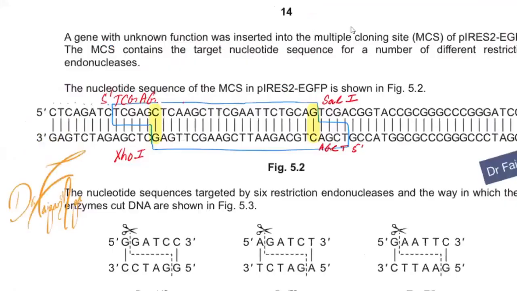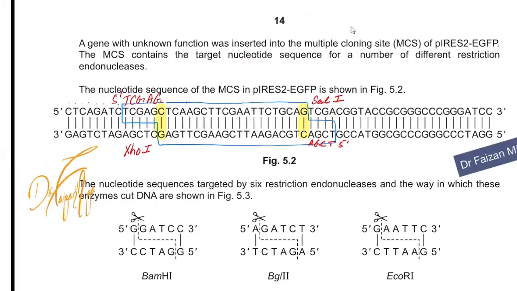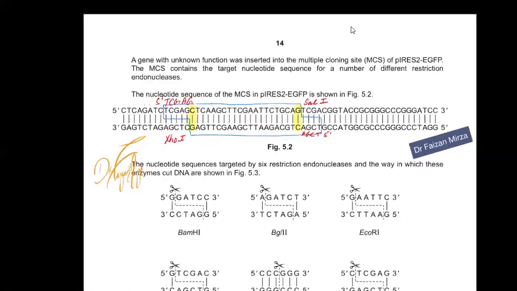I have added annotations here to point out where each restriction endonuclease will be working. This restriction endonuclease cuts this side, and this one cuts this side. When this cuts, this is the kind of fragment that will be produced. In the next part, they are asking us to shade the nucleotide sequence that actually got removed.